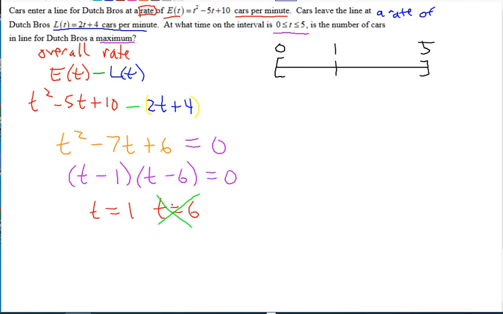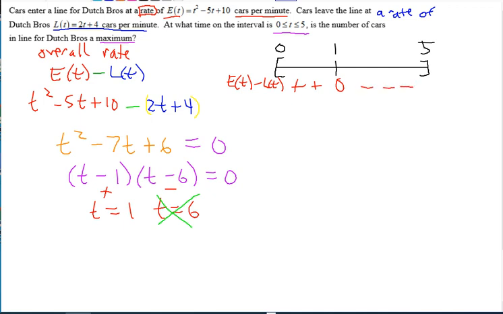So then your overall rate here, which is E of t minus L of t, 1 makes the overall derivative 0. Here you could test 0 because it's not a critical number. 0 minus 1, that's negative. 0 minus 6, negative. Negative times a negative is positive. Here you could test 2. 2 minus 1 is positive. 2 minus 6 is negative. Positive times a negative is negative.